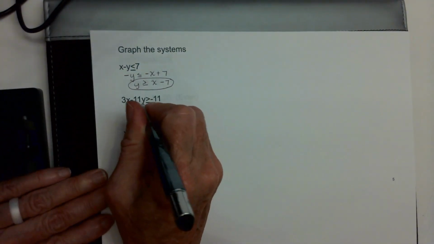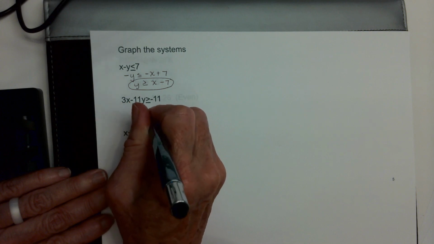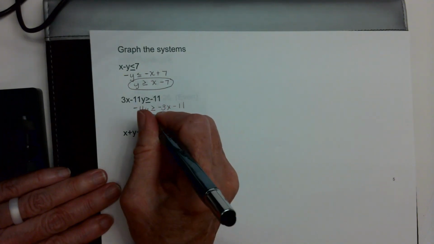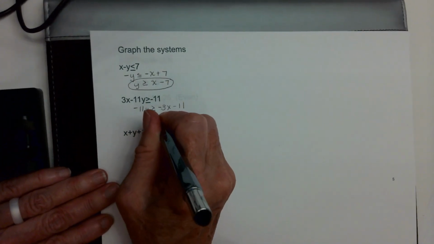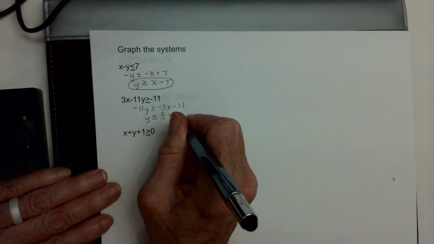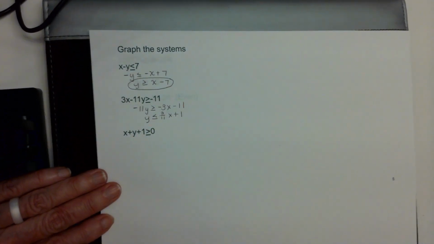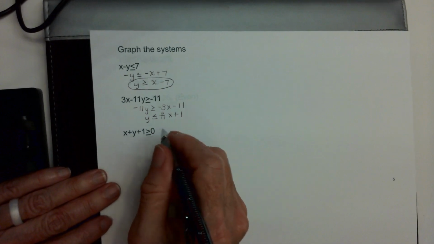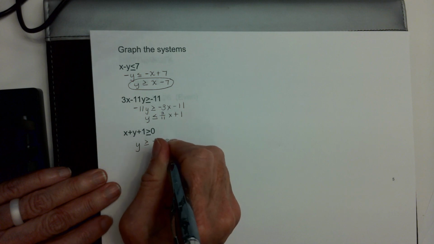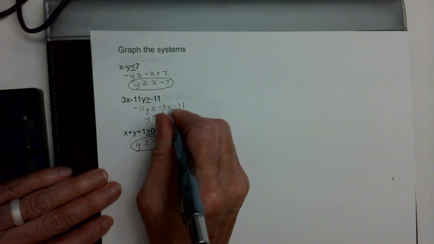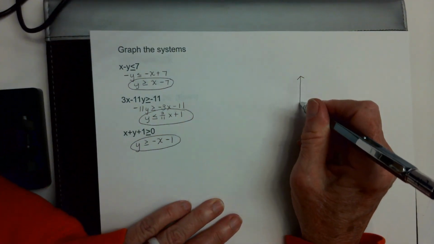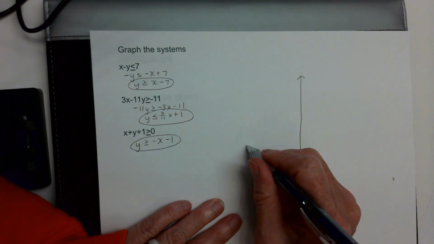This equation, I'm going to subtract the 3x. I have negative 3x minus 11. I'm going to divide by the negative 11, so it's going to switch the direction of the inequality. So I have 3/11 x plus 1. And then this one might be easier. Let's see. So I have y is greater than negative x minus 1. So there's my 3 equations. Sometimes you have more than 3 equations. I'm going to freehand this, so it might not be exactly straight.